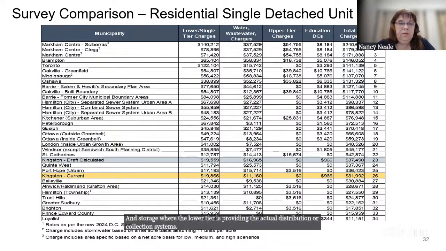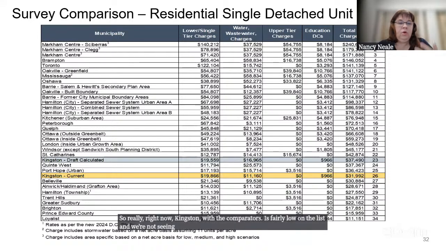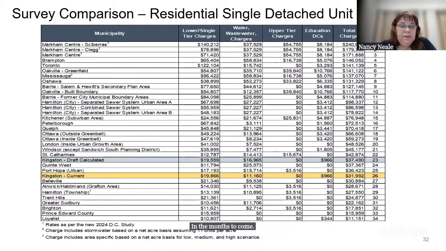We've also included in there the education development charges where they exist for these municipalities so that you really see a total all-in charge when you come to the counter to pull a building permit. So really, right now, Kingston, with the comparators, is fairly low on the list, and we're not seeing a big change on where you are compared to all of the other municipalities here. Now, we do want to note that there are some municipalities that are still undergoing their DC studies, and there may be further updates and changes to some of their numbers in the months to come. Next slide.